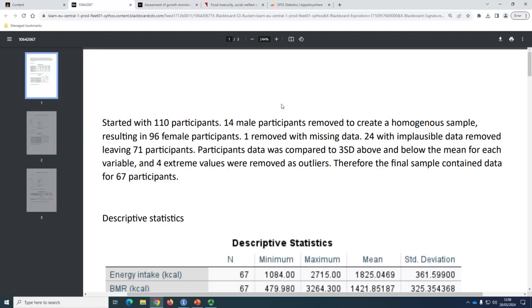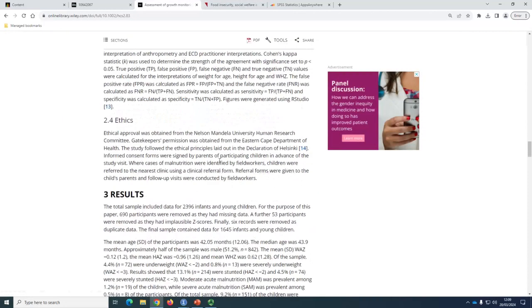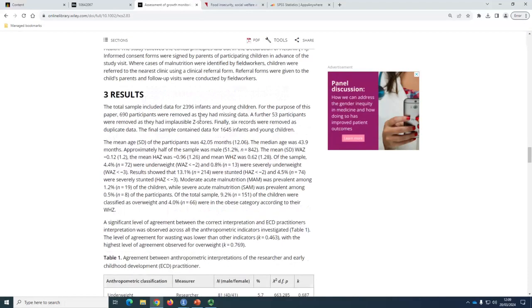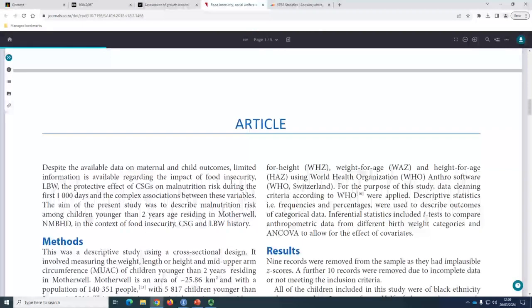Maybe clean it up. I wasn't too bothered about being very poetic writing this. It's not presented nicely. If you take a look at other studies, you will see much nicer versions. Here you can see the same in this article. Total sample was 2,396 infants, 690 participants removed, missing data, these ones for implausible values, and then duplicates removed, and you've got the final sample. So it's standard practice to have that as part of your scientific writing. If you get this right now, you'll have no problems at all. I think you'll probably find the same in this article here.